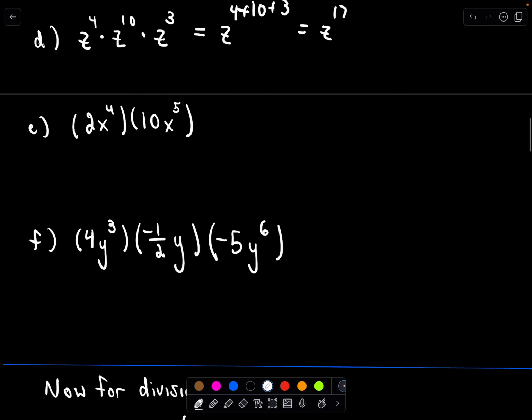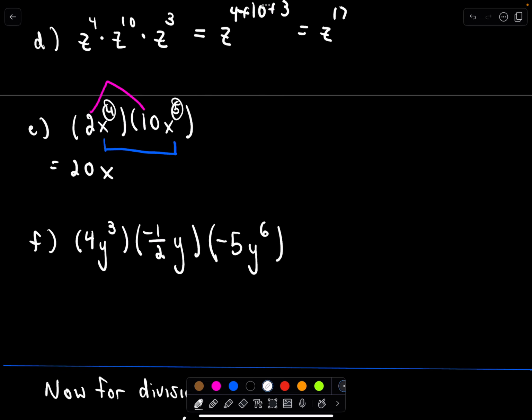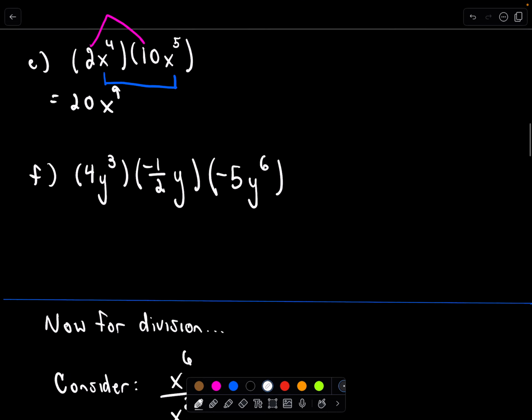All right, let's do a few more. So now the same thing. Okay, so I've got 2x to the 4th times 10x to the 5th. This is all multiplication. Well, let's just multiply the numbers. 2 times 10 is 20. And then I recognize my like bases, so x to the 4th and x to the 5th. Well, I've got that like base of x. And then I'm going to add those exponents. 4 plus 5 is going to give me 9. So 20x to the 9th will be my solution.